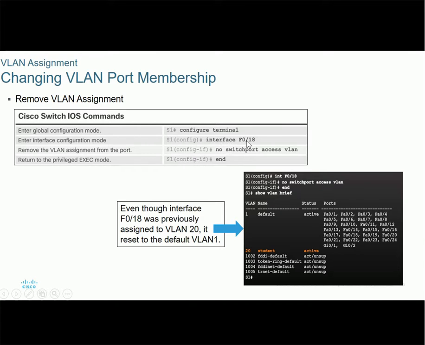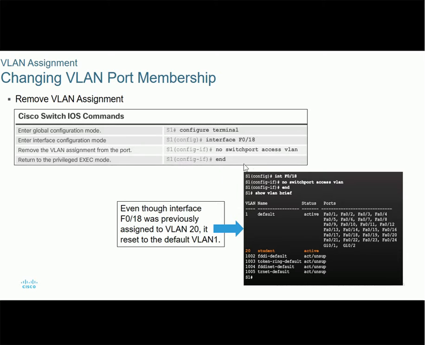Okay, so interface F0/18, we specified the port, and then on the next line we remove the VLAN assignment from the port itself, and we return back to privileged exec mode. This works when you do not want a particular interface to be used in a given VLAN.